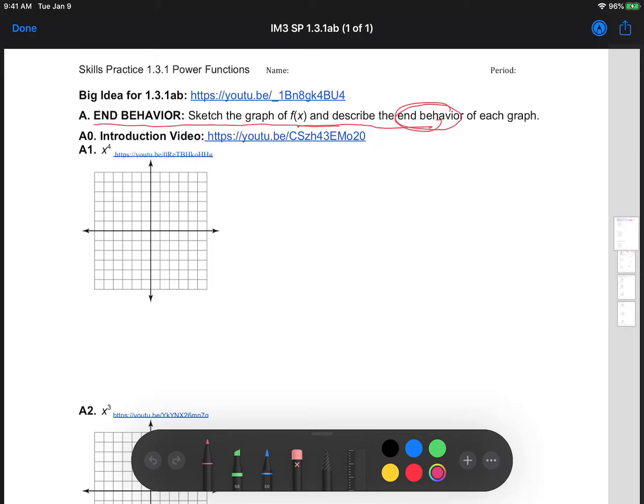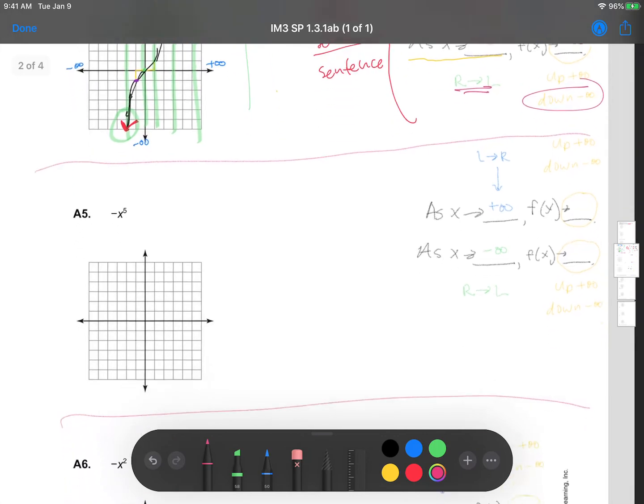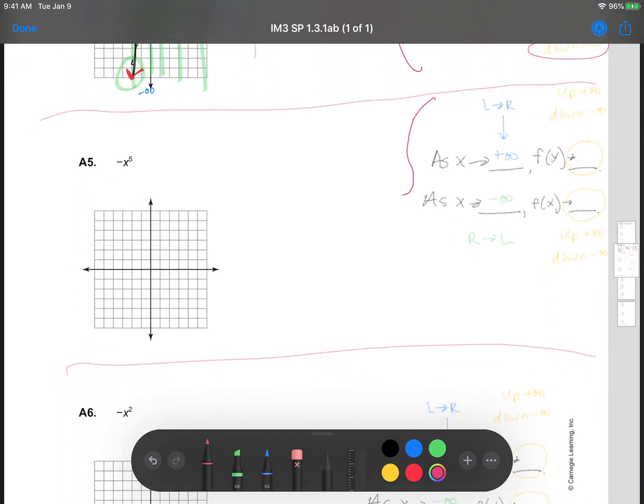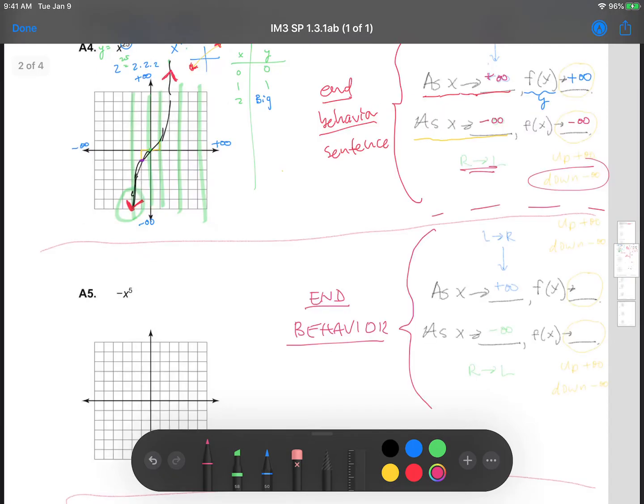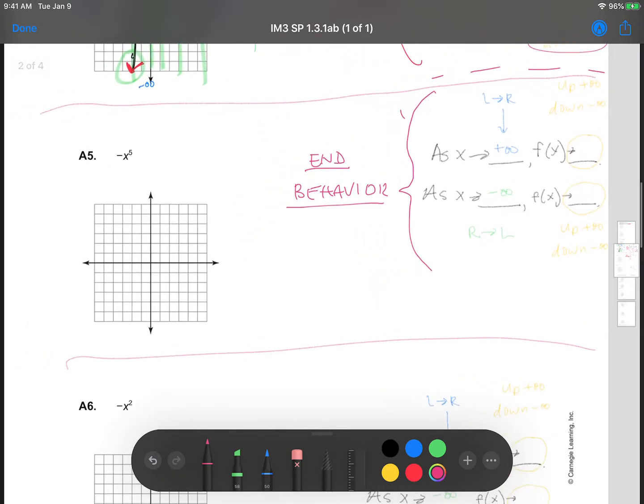All right, let's go for question A5. Let's read the directions. Sketch the graph of f of x and describe the end behavior of each graph. What is end behavior? End behavior is this sentence frame. So anytime you see this word, end behavior, you're going to write this sentence over here to the right. This one right here.